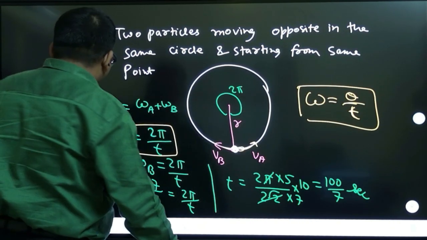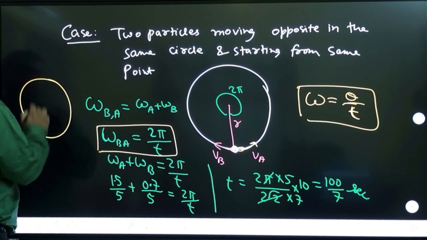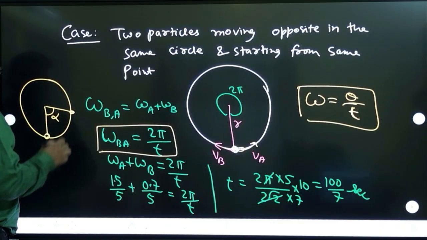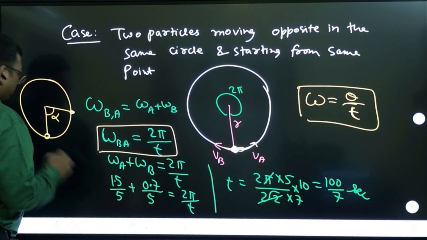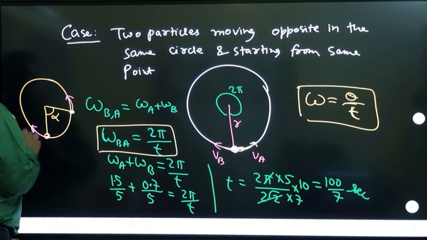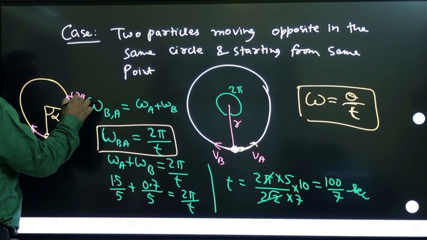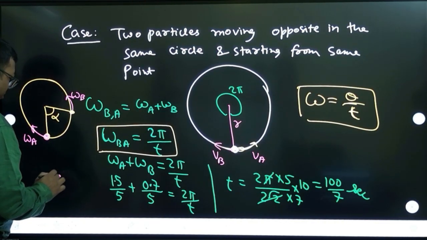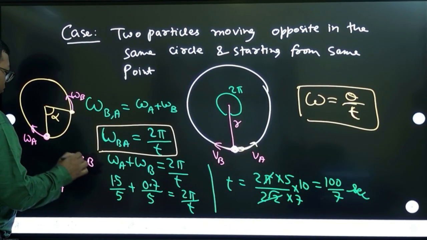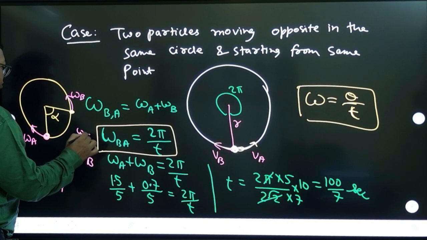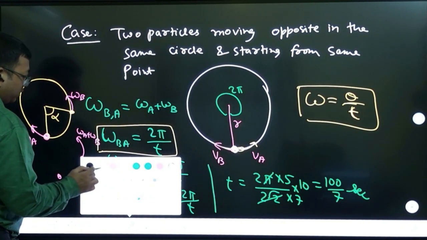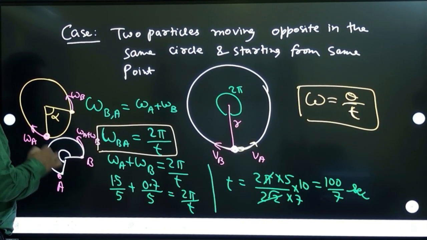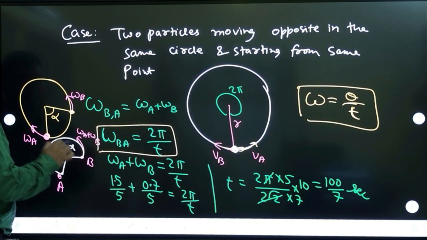Now if we are starting differently, suppose this body is here and this body there, and initially there is some separation of alpha. Let us say this is going this way and this is going this way, omega A, omega B. Relative to this means this will be at rest now, and B will be moving with the angular velocity of omega A plus omega B, right? And it has to cover how much angle? It has to cover this much angle, which will be 2 pi minus alpha, correct?